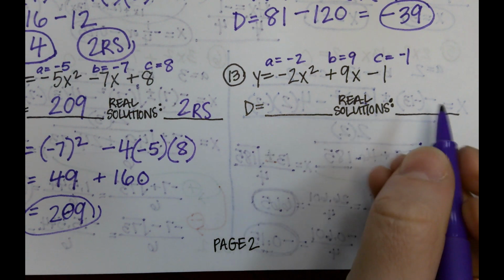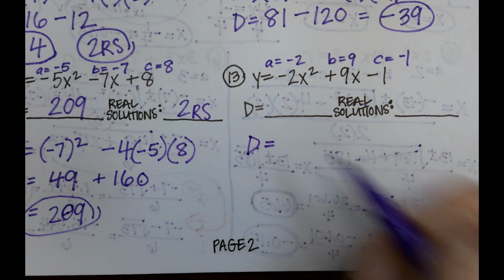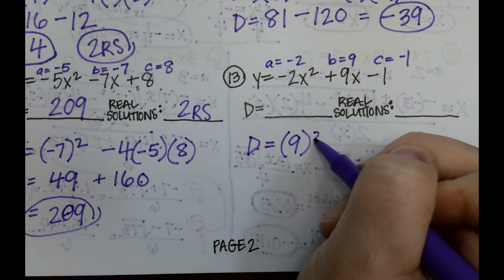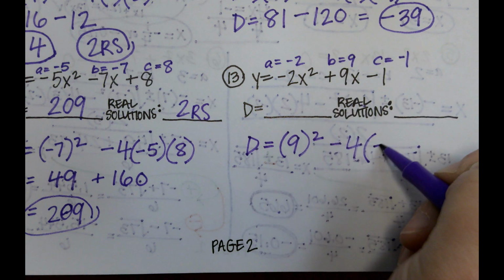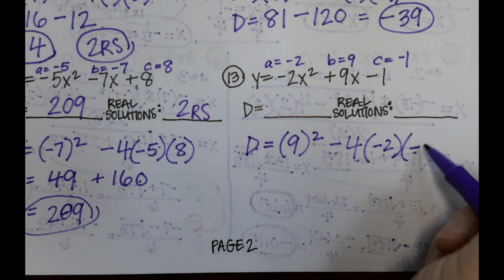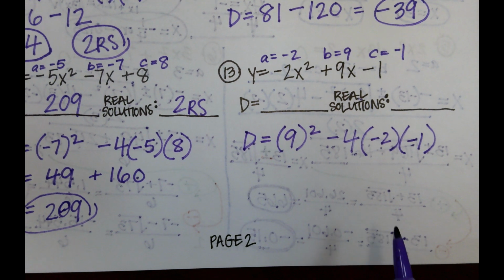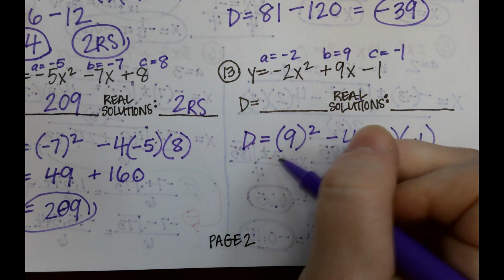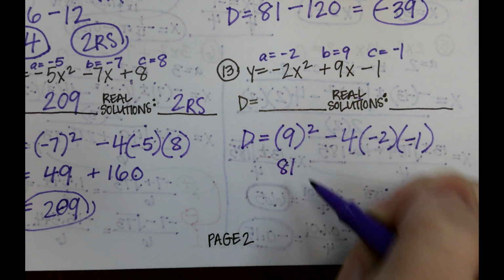I'm not going to write anything until you tell me to. What do I write? Plug it into your equation. Yes, we are plugging it in. D equals 9 squared minus 4 times negative 2 for A times negative 1 for C. Good. Okay, we got it all plugged in. What next? 9 squared is 81. Yes, 9 squared, that's 9 times 9. That's 81.